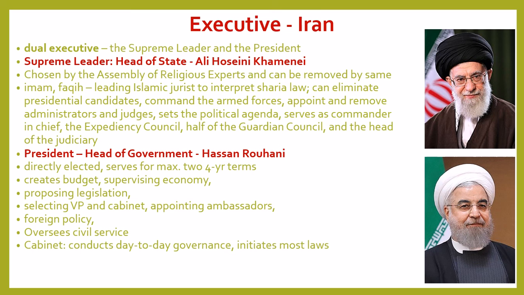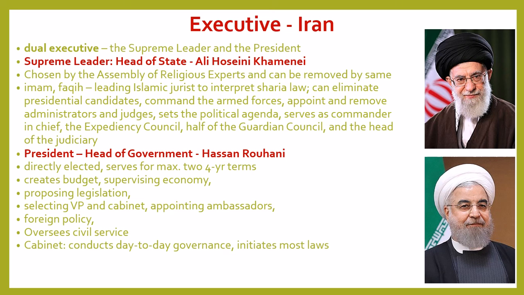He is chosen, not elected. That is basically as of the constitutional amendment in 1989. He's chosen now by the Assembly of Religious Experts and can be removed by the Assembly of Religious Experts. But realize he basically controls the Assembly of Religious Experts, so there's not a lot of removal happening here. He is the Imam, so he heads the Shia religious organizations, kind of like a caliphate. The Faqih, this is where he is the leading Islamic jurist to interpret Sharia law. So he heads those Shia Muslims.